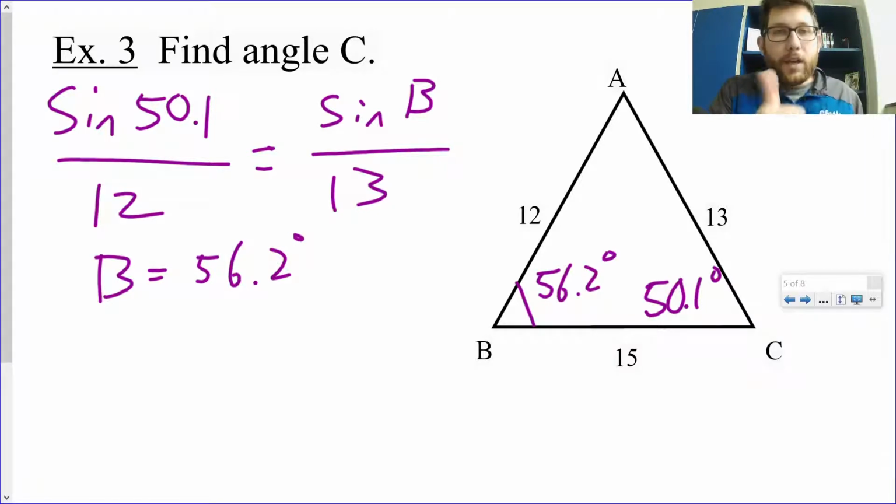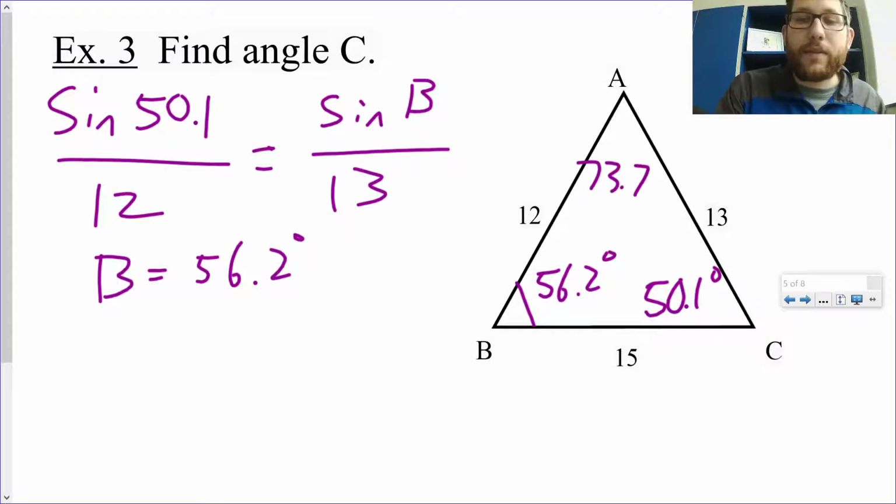So I've used law of cosines, I've used law of sines, and then I would just subtract these out of 180. So I've got 180 minus 56.2 minus 50.1, and I would end up with 73.7 degrees for that angle up there. And that makes sense. It's the biggest angle, but these sides are all very similar in size, so we aren't getting something huge as far as an angle.